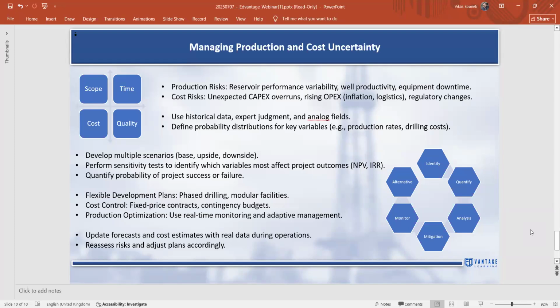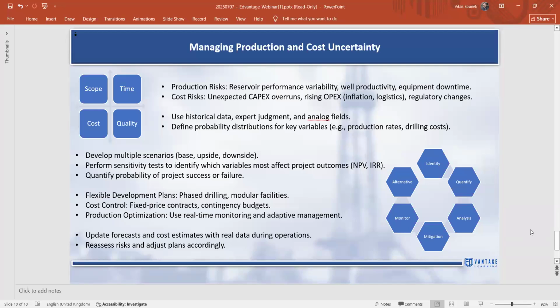Then how do you quantify? You have historical data, you might use a lot of different types of models, or you might have experts who help you, different analog fields, maybe numerical or qualitative data. Define a probability distribution method. Let's say for production rate, you might run a Monte Carlo simulation or a different probabilistic approach, just to see what happens in random situations. That's how you're going to quantify.